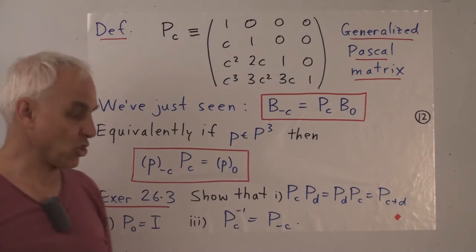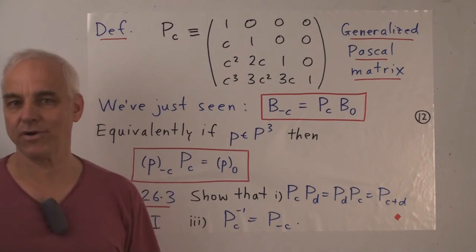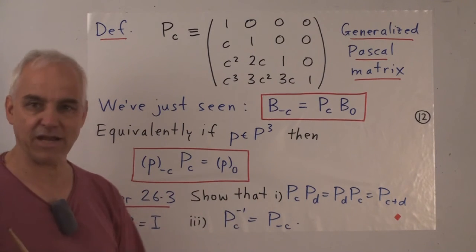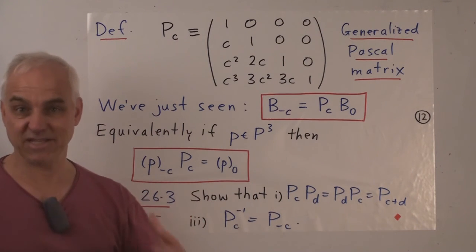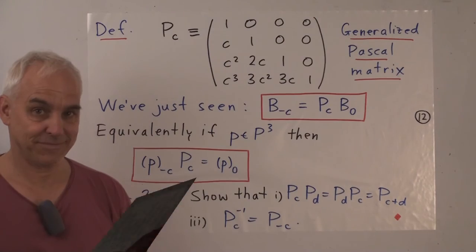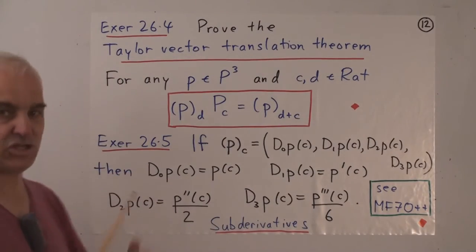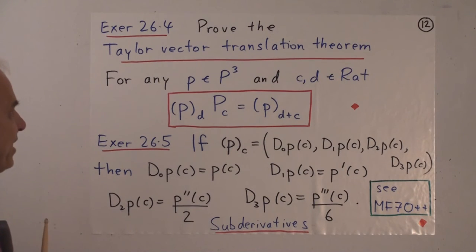This makes this what's called a one-parameter group of transformations. That's a very important kind of algebraic structure in the space of matrices. Your next exercise is to prove a very important generalization of the formula on the previous slide.